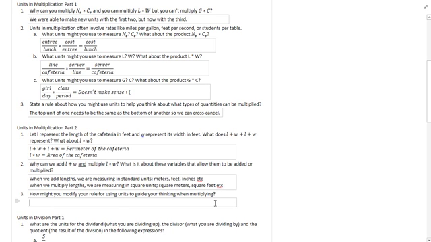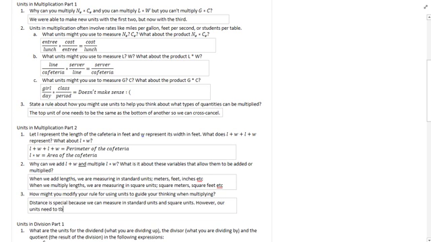What it comes down to is distance is special because we can measure in standard units and square units. However, there is a big however here. Our units need to be the same. For example, we cannot multiply feet and inches together. We're not going to get square feet or square inches if we do that. We have to actually convert and make sure that either both are in feet or both are in inches. That's just something that comes from the way that we do this.